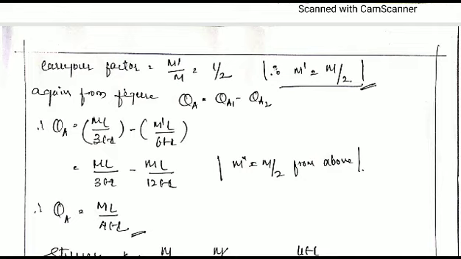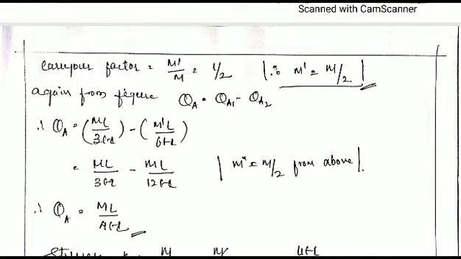Again from the above figures only, let us find the rotation at A1, that is, the value of theta A1. But theta A is nothing but theta A1 minus theta A2. Theta A1 is the rotation due to the applied moment at A, and theta A2 is the rotation we got due to the developed moment at point B. So substituting theta A1 and theta A2, we get theta A equals ML by 3EI minus M dash by L into 6EI.